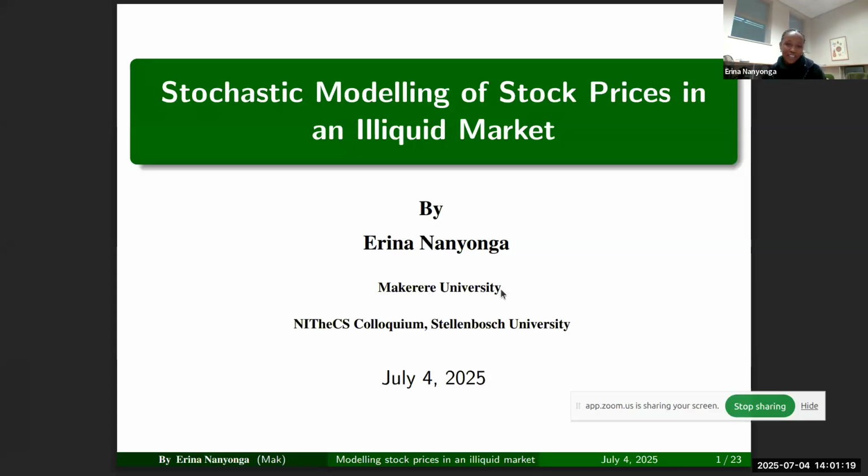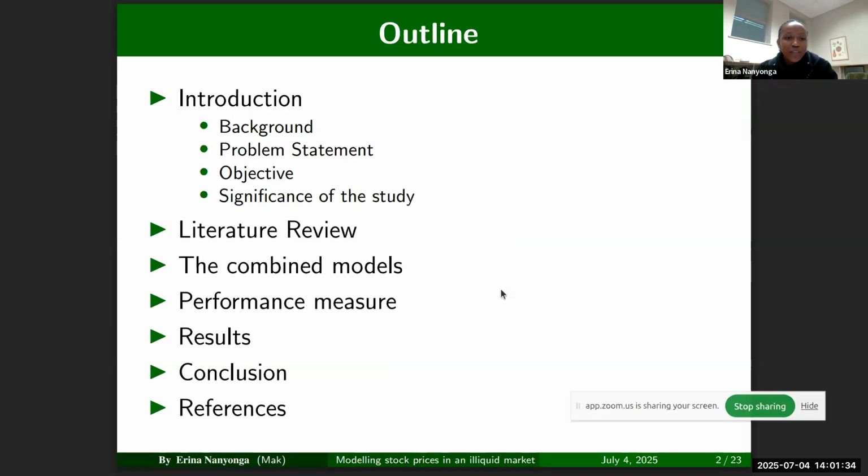As already introduced, I'm Erina from Makerere University. My presentation is about stochastic modeling of stock prices in an illiquid market. The outline is: I will start with an introduction, which has the background of the study, the problem statement, the objective of the study, and then the significance of the study. Then I'll have a literature review on what I studied, and then the models that I used, followed by a performance measure that I used to test the forecasting accuracy of the models. I'll show my results and finally conclude.